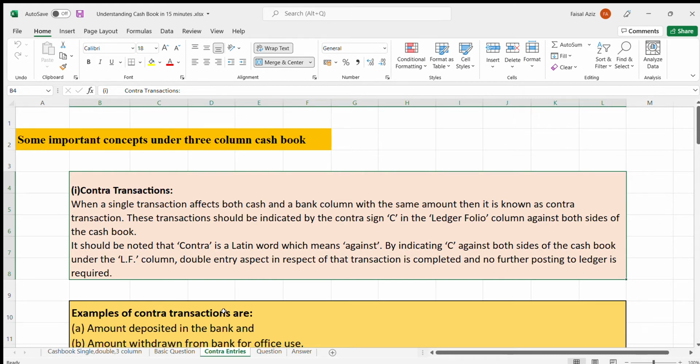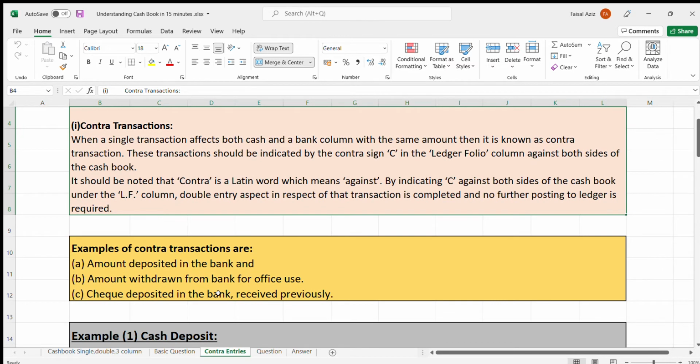Here I have mentioned some important concepts under three column cash book. The first contra transaction we need to understand: when a single transaction affects both cash and a bank column with the same amount, then it is known as a contra transaction. These transactions should be indicated by the contra sign C. We denote it with capital C in the ledger folio column against both sides of the cash book.